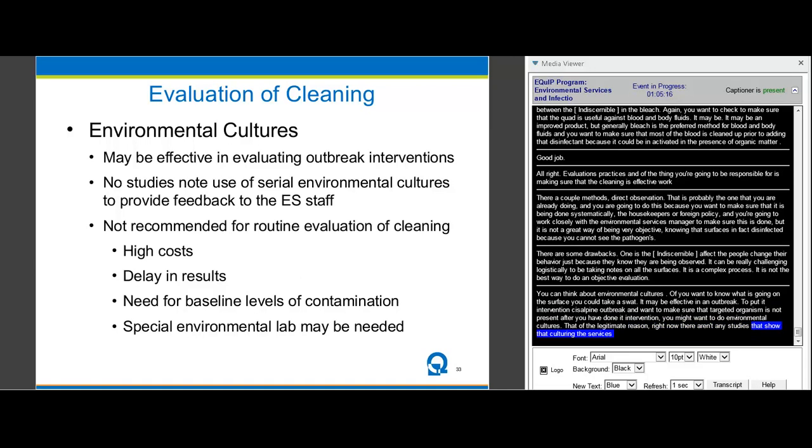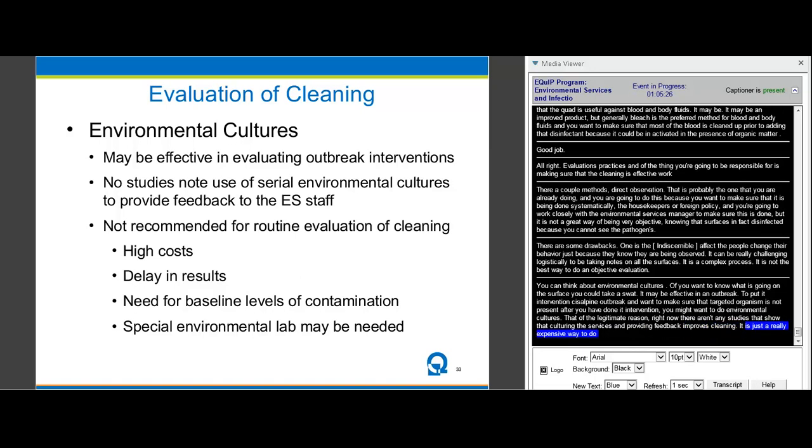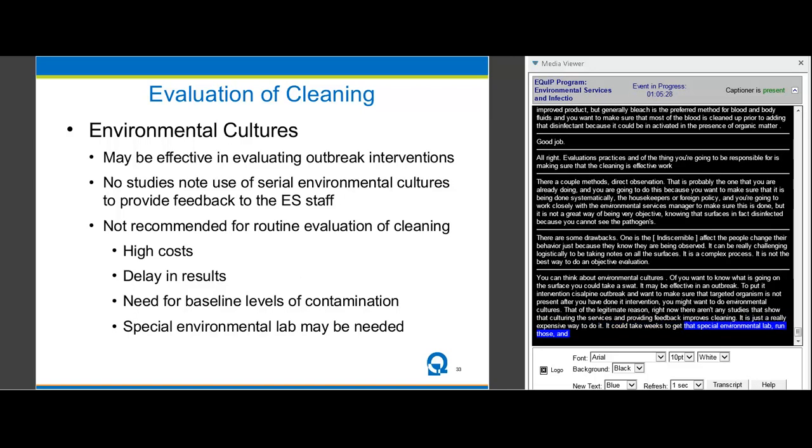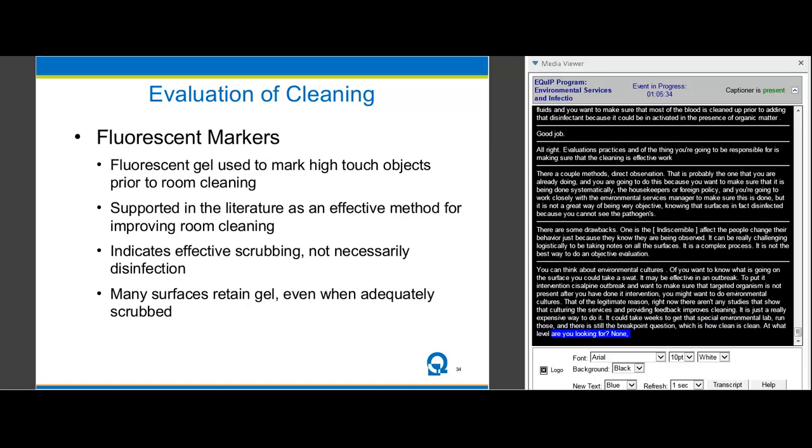I mean, it's just a really expensive way to do it. It can take weeks. You have to have a special environmental lab run those. And there's still the breakpoint question, which is, how clean is clean? I mean, what level are you looking for? None, possibly. So not a great thing unless you're doing an outbreak investigation.